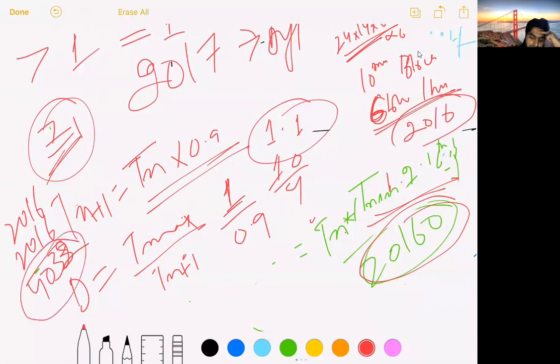When was this block mined, right? If it is greater than 14 days from the previous 2016th block, then we have to reduce the difficulty. If it is less than that, then we have to increase the difficulty.